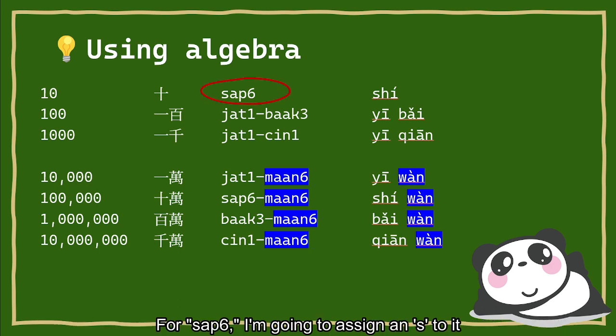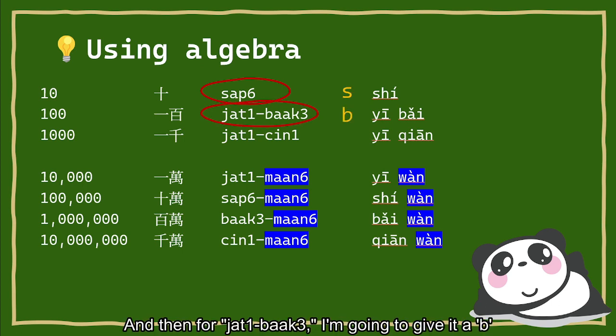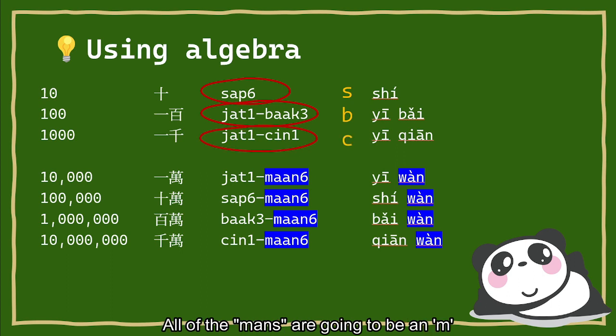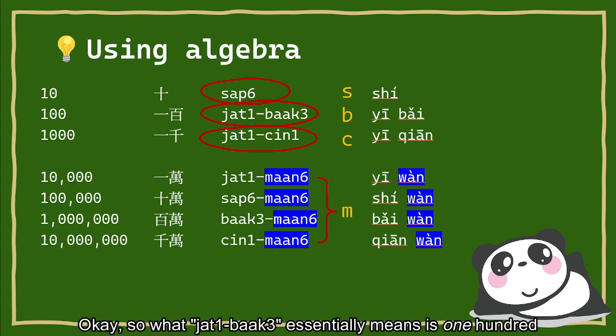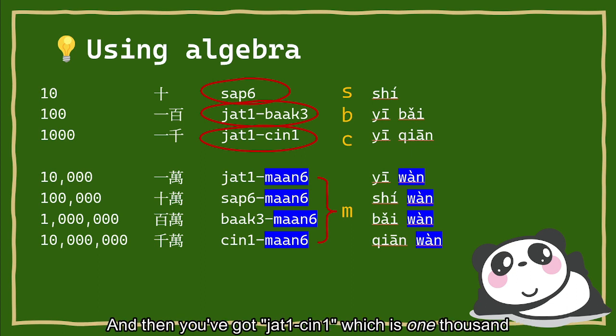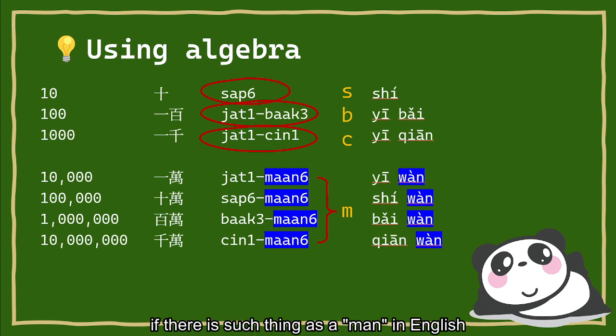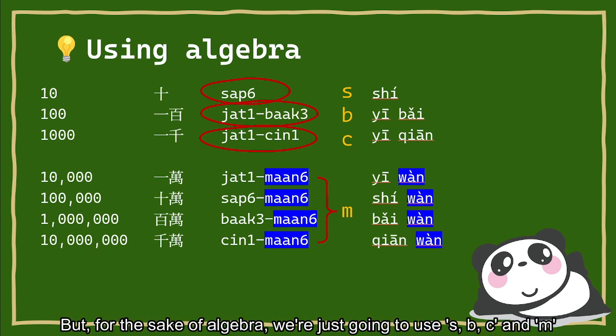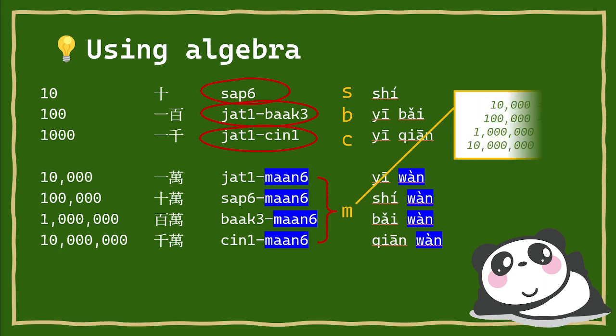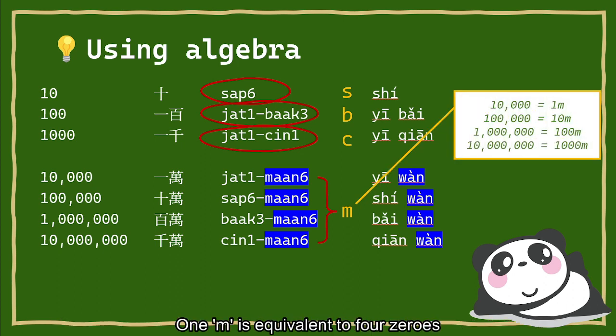For 10, I'm going to assign an S, because S for sup. And then for 100, I'm going to give it a B. 1000 is going to be a C. And all of the mans is going to be an M. Okay, so forget about the yat. If you remember, yat means 1. So what 100 essentially means is 100. And then you've got 1000, which is 1,000. And then you've got 10,000, which is like, if there is such a thing as a man in English, we'd call it 1 man, right? But for the sake of algebra, we are just going to use S, B, C, and M. And just to remind you, 1 M is equivalent to 4 zeros.